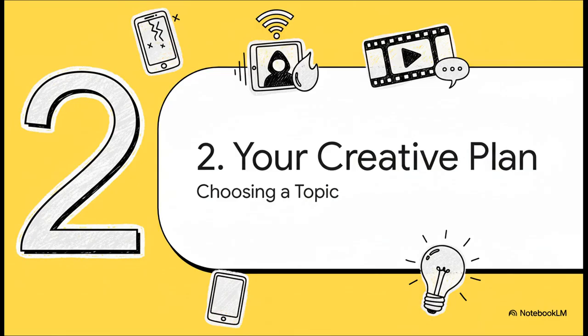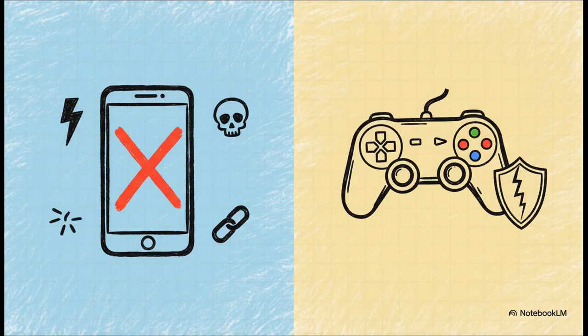Okay, let's move on to section 2, which is all about your creative plan. This is where you'll choose your topic. So you've got 2 main themes to pick from. Your video has to be about either the misuse of mobile phones or the dangers of online gaming. Just talk with your group and pick the one that sounds most interesting to you all.